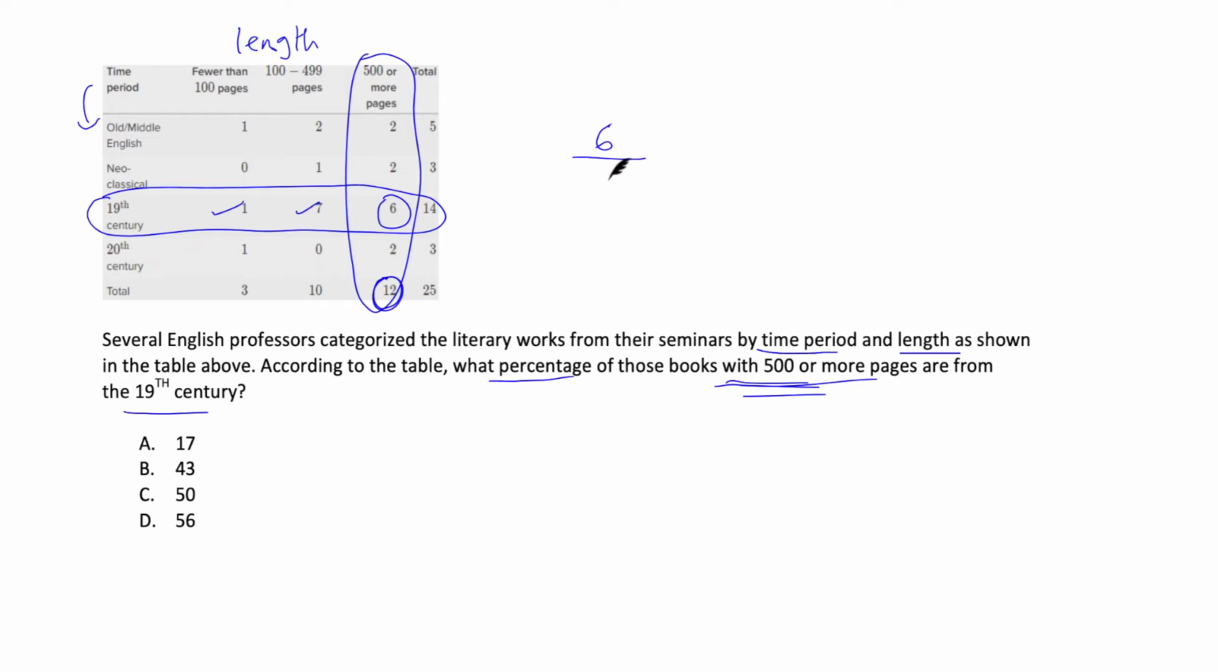Please remember. So it should be 6 over 12 into 100%. The answer is basically 1 by 2. It is 50%. So just be careful with the total that you're taking. That's why I highlight the rows and the columns. It will help you a lot.